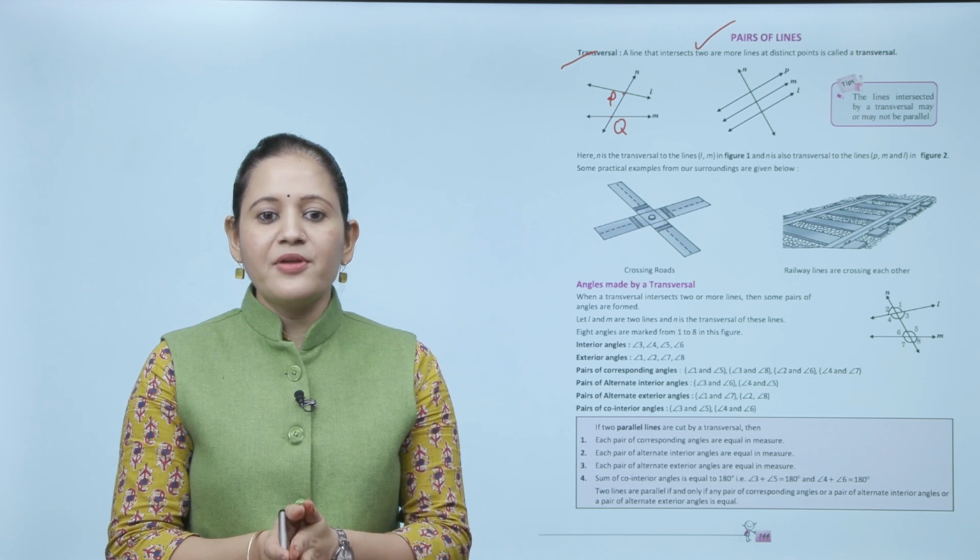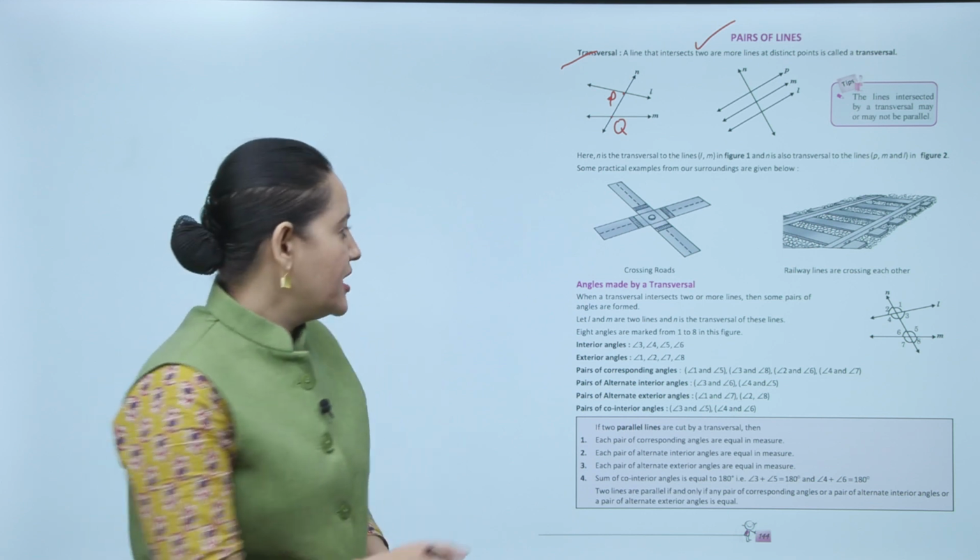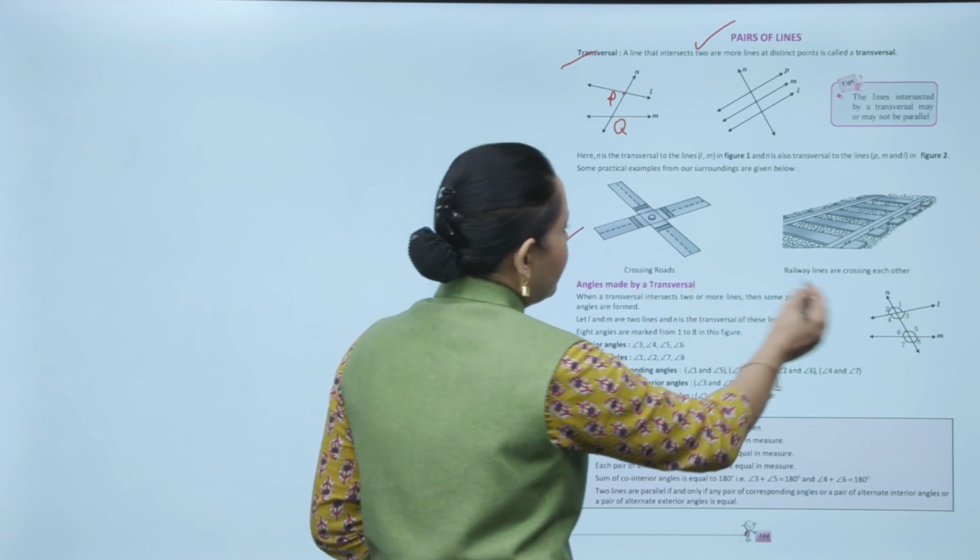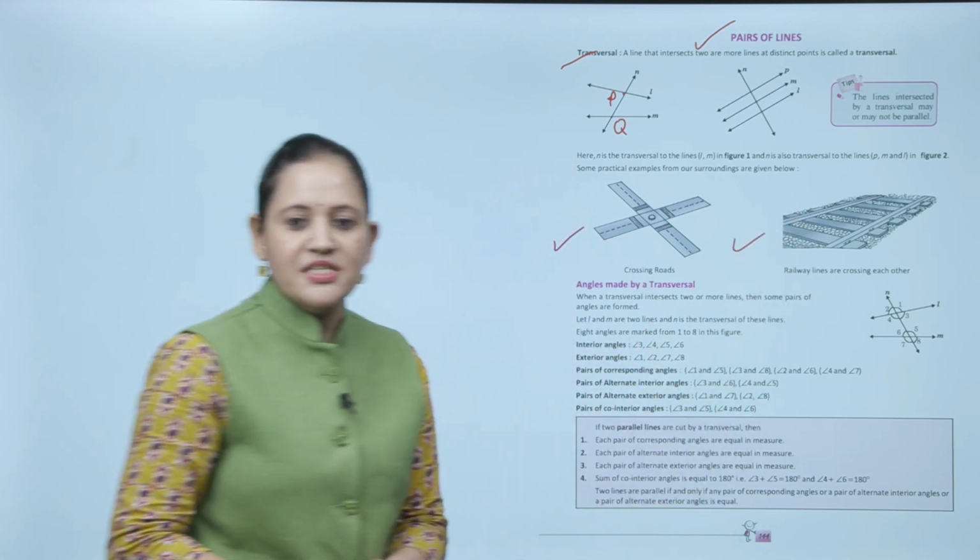Some practical examples from our surroundings are given below. These are the crossing road and railway line. These are examples of transversal lines.